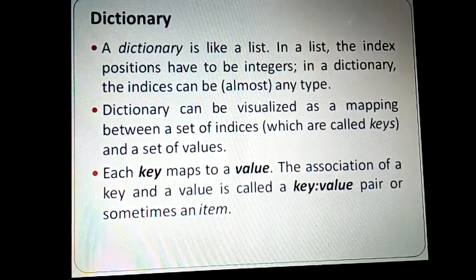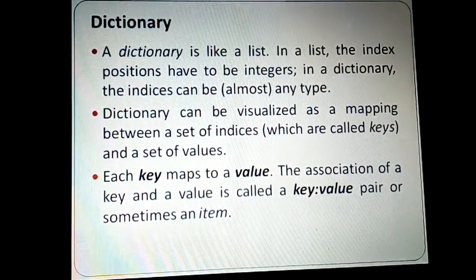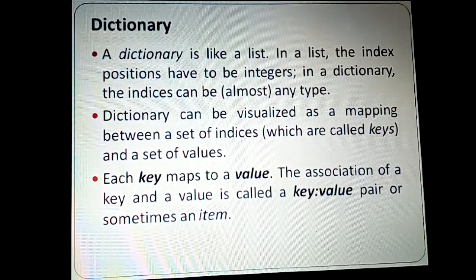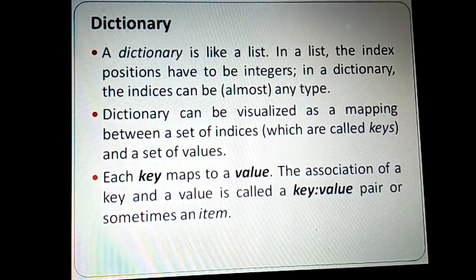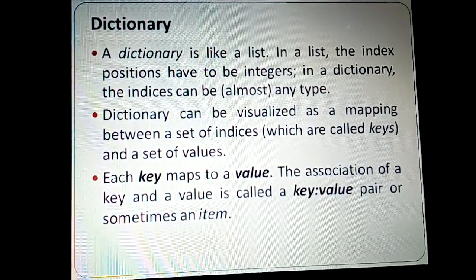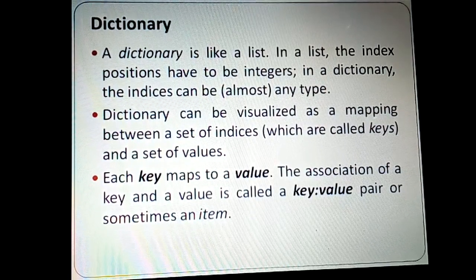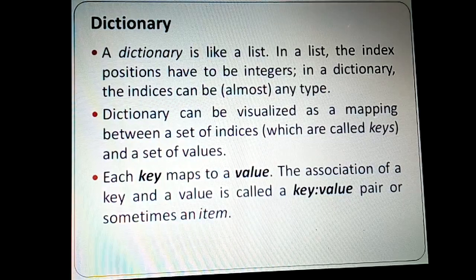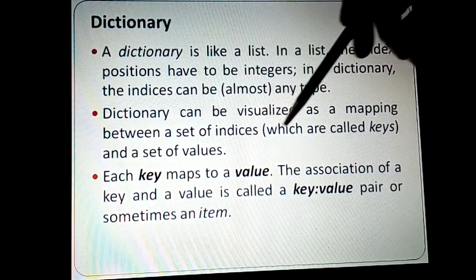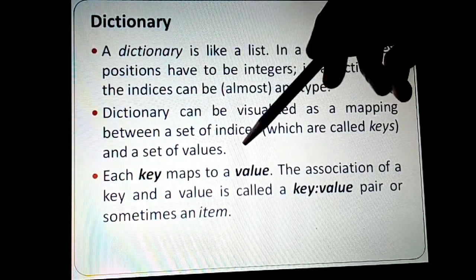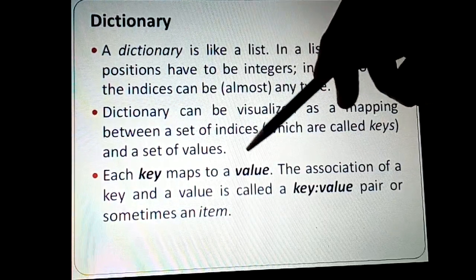Now the dictionary, of course, is a data structure and is similar to a list, but this time we are not going to make use of an index just like we did in the case of tuple and list, but we can make use of any type, that is a key and a value. There is a concept of a key and a value involved here instead of an integer. Now a dictionary can be visualized as a mapping between a set of indices which are called keys and a set of values. That is, on the left hand side we have a key, and on the right hand side we have its corresponding value.